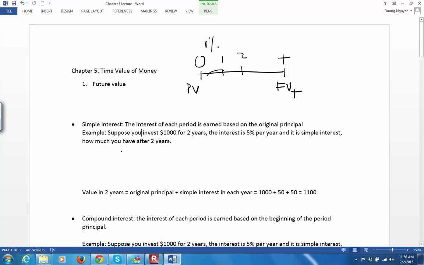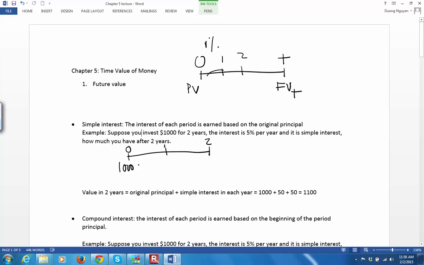Now there are two types of interest. One is simple interest. What is simple interest? It simply means that the interest for each year is based on the original principal. For example, you invest $1,000 today, and the interest rate is simple, and every year you earn 5%.